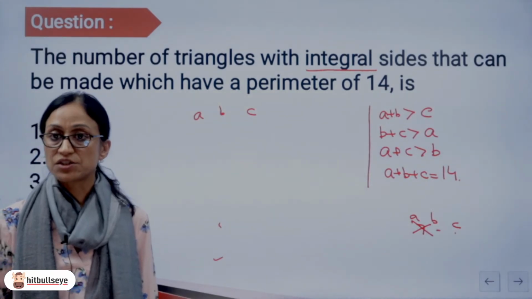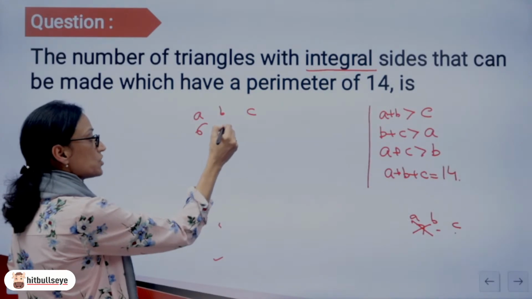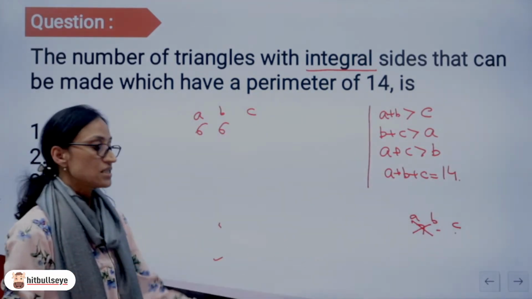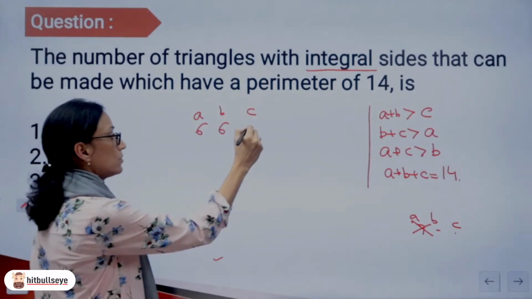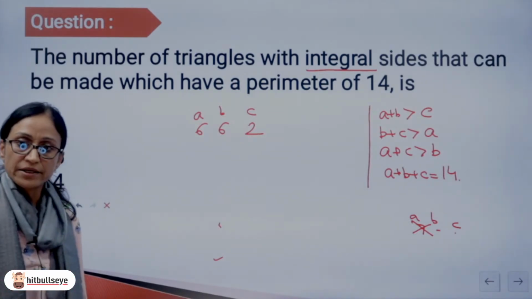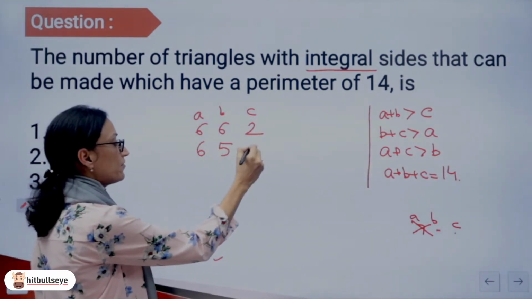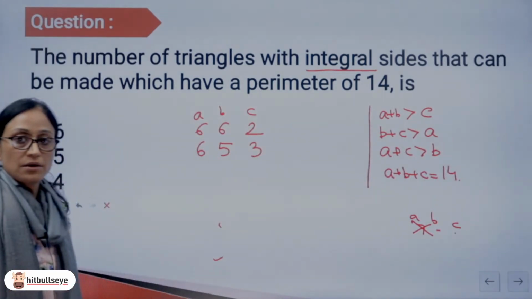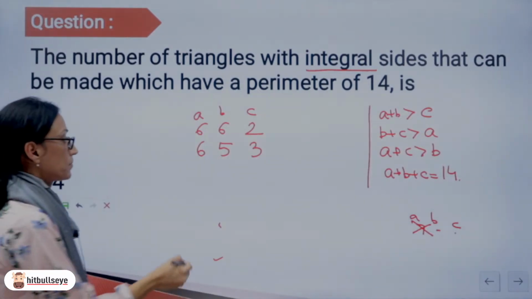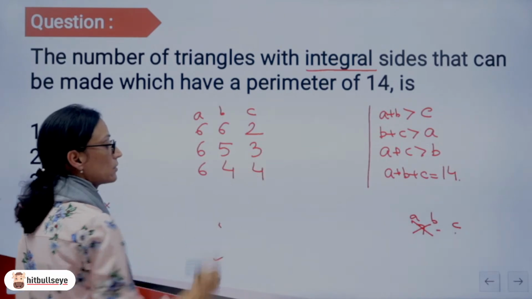That is 6 units. So, if I give 6 units to this one and 6 units to this one, then the third one to make the perimeter as 14 will have 2. Next, I'll just gradually bring it down. I'll have a combination of 6 and 5 with a 3 to make the perimeter again as 14. Next combination is 6 and 4 with a 4.